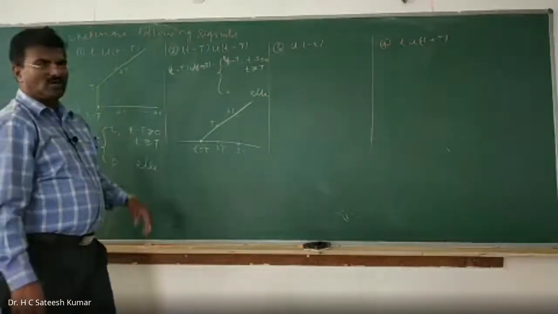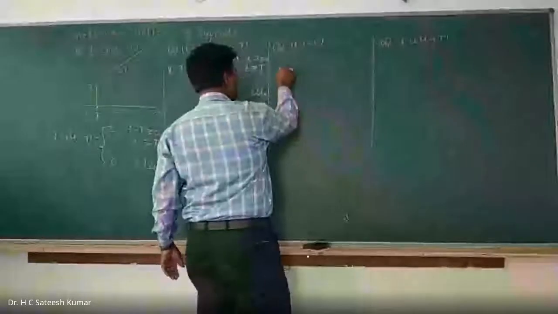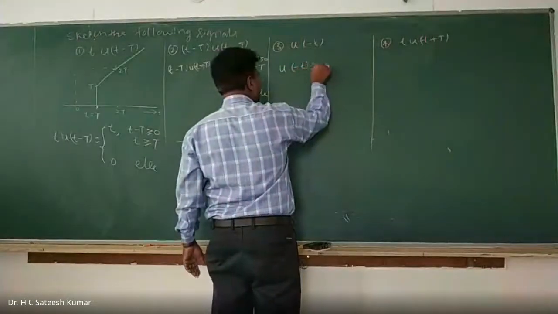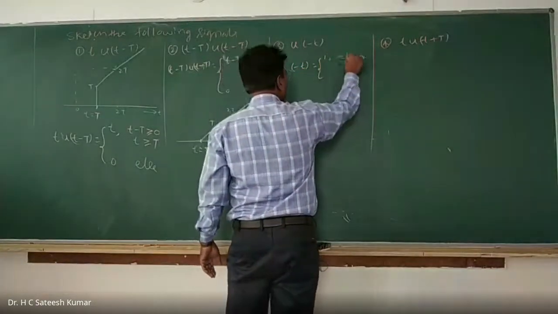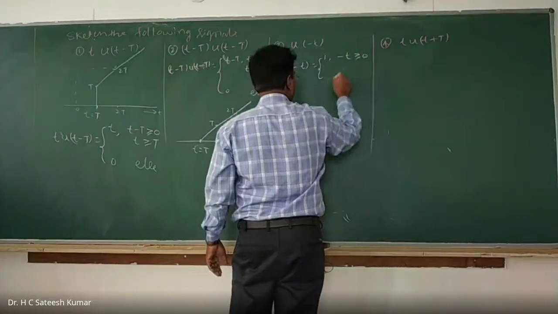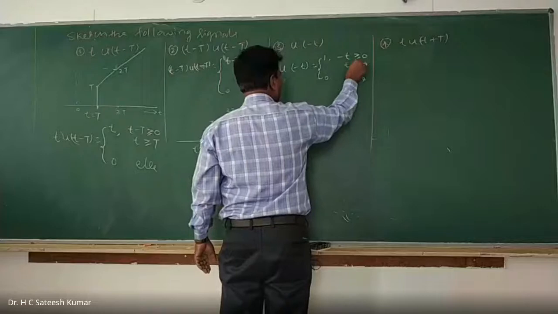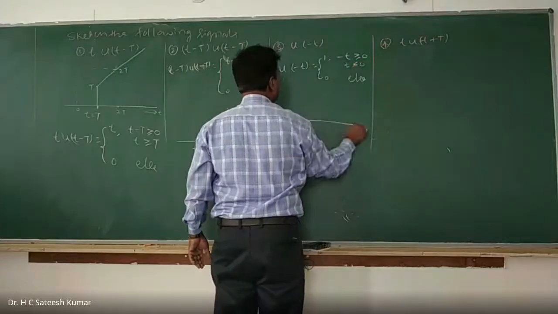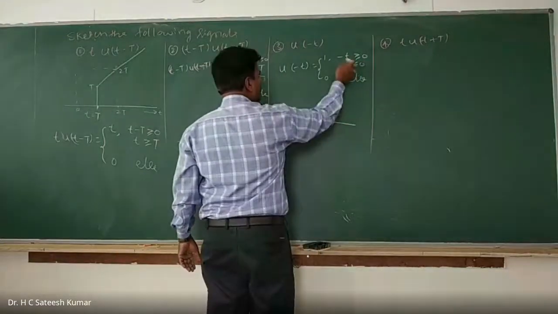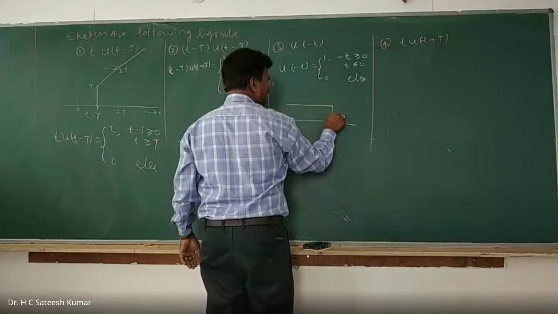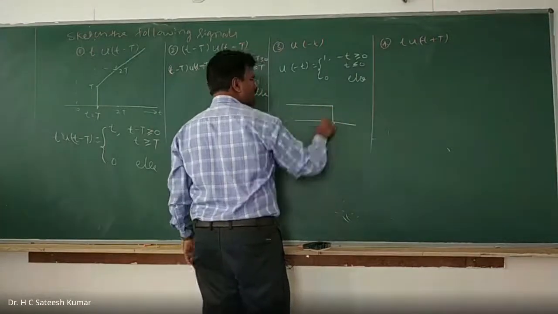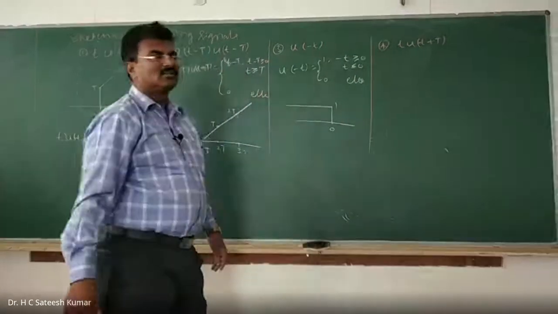Now, what is u of minus t? Just like that, u of minus t by definition is 1 for minus t greater than or equal to 0, and equal to 0 elsewhere. And minus t greater than or equal to 0 means what? t less than or equal to 0. For t less than or equal to 0, its value is 1. Before 0, its value is equal to 1. That's how we should sketch it.